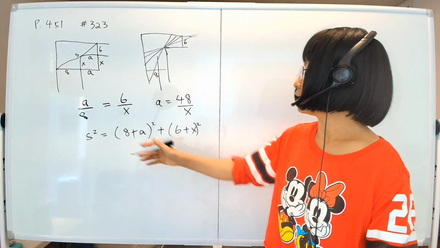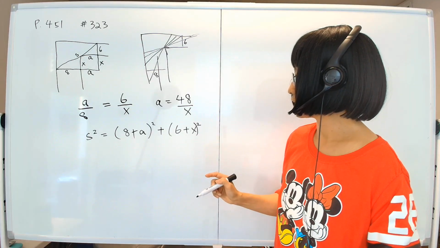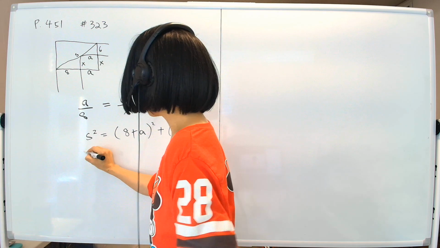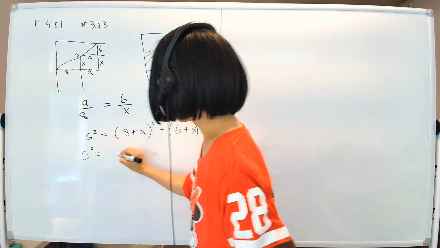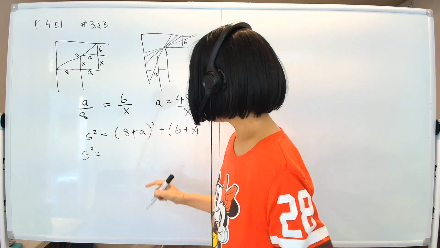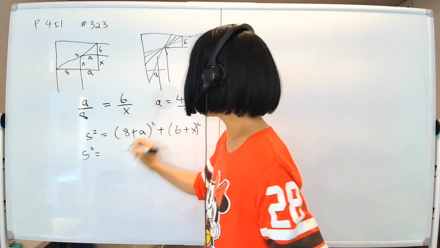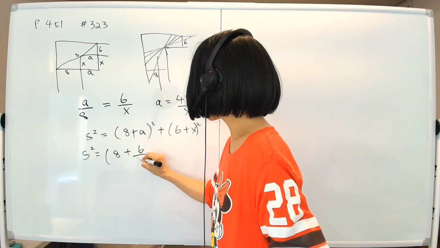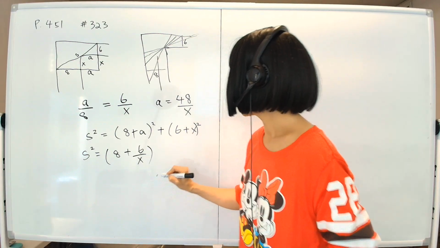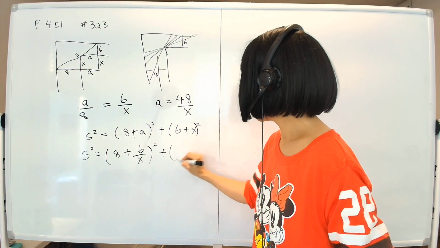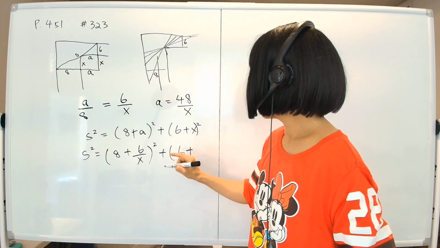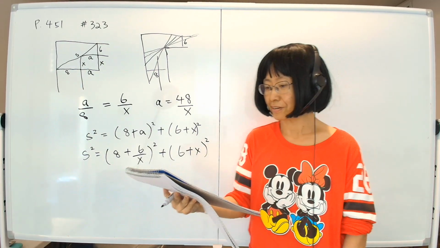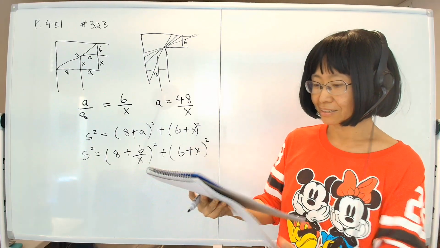Now that is our ambition, is to take the derivative and all that stuff. So let's do that. Next we will continue to have s squared equals that thing, which is 8 plus 6 over x, squared, plus 6 plus x squared. Now that looks fairly innocent, right?